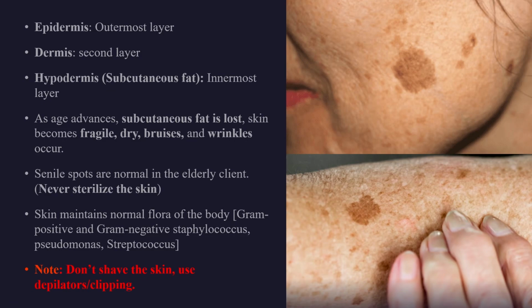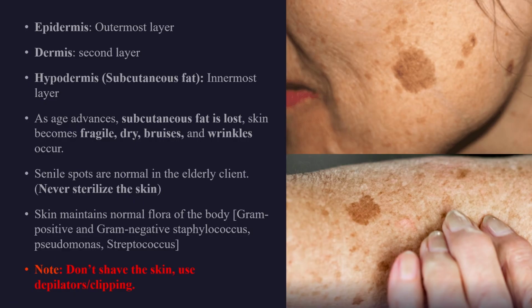Furthermore, the epidermis is the outermost layer. Dermis is the second layer, which we can call a sandwich layer, between the epidermis and hypodermis. The third layer is the innermost layer, the hypodermis, a subcutaneous fat layer. As age advances, subcutaneous fat is lost, so skin becomes fragile and dry, and bruises and wrinkles occur. Senile spots are normal in the elderly client.